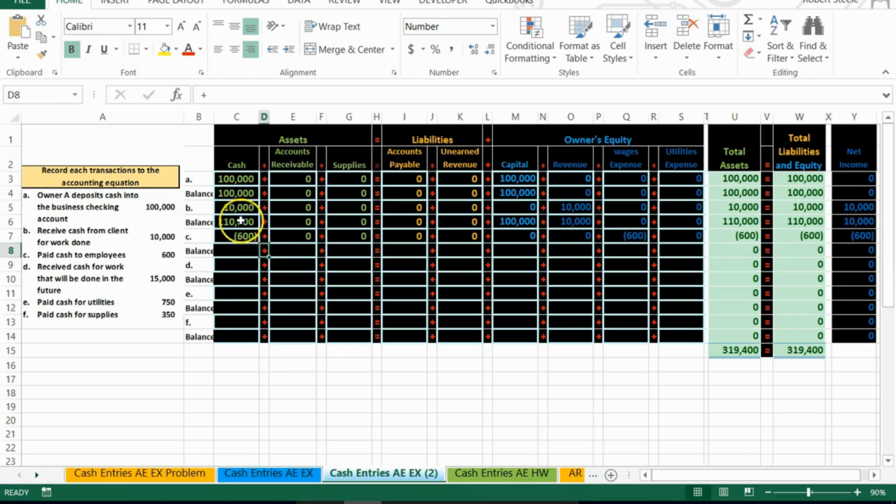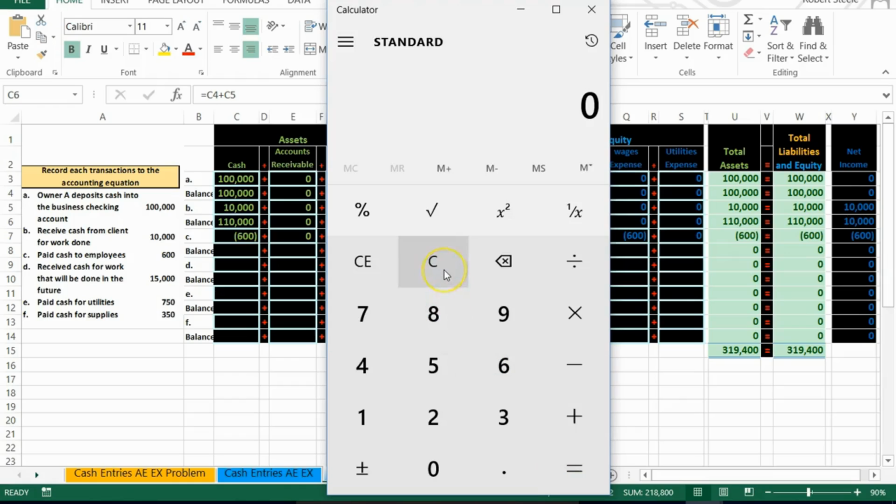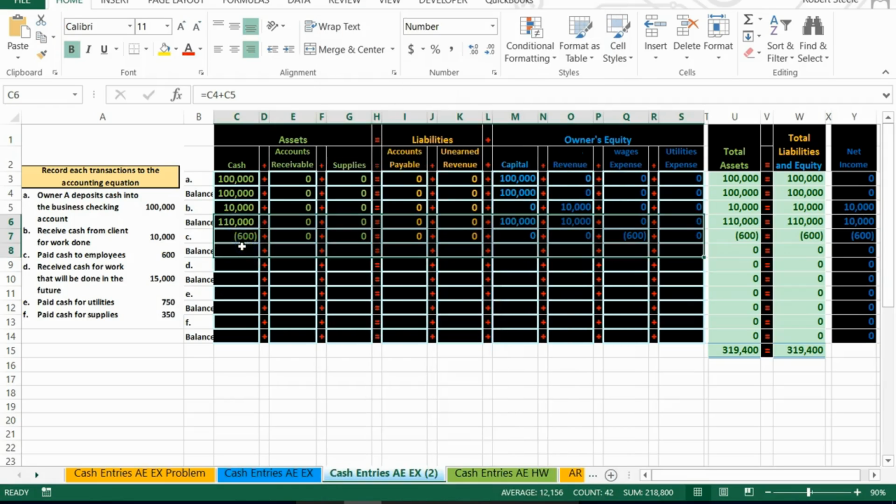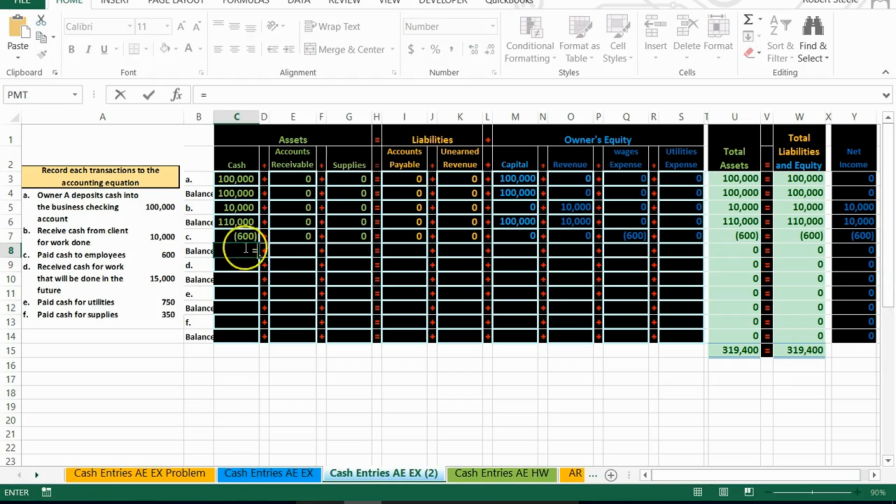Now we've got this balance is where we started before this C transaction, then we have the C transaction, then we're going to record the new balance. If we did that in a calculator, I would say it would be the 110,000 minus the 600 because we paid cash. It should be 1094. Once again, we're going to do that with a formula in cell C8.